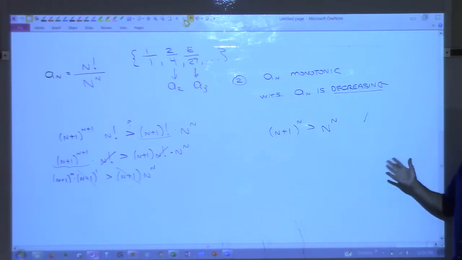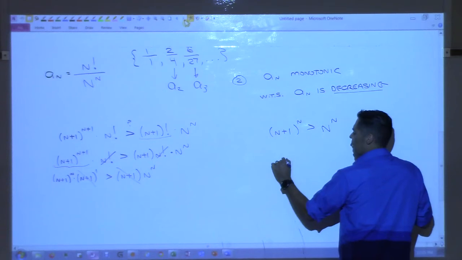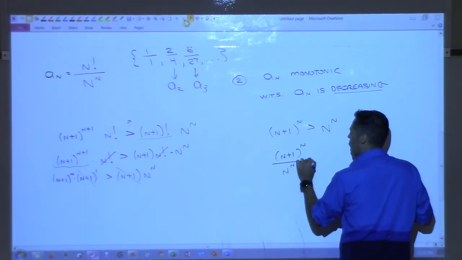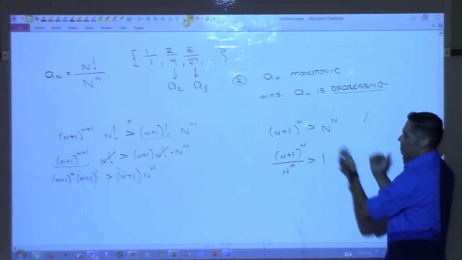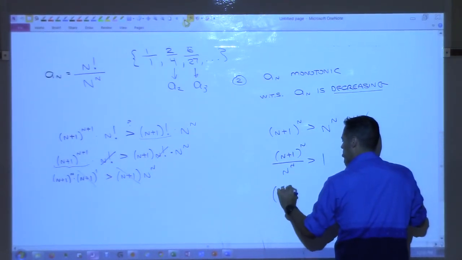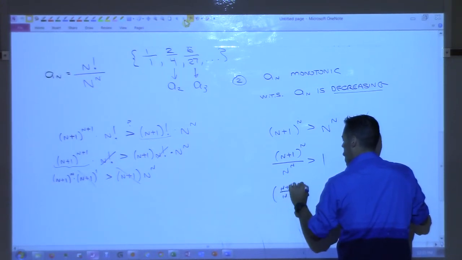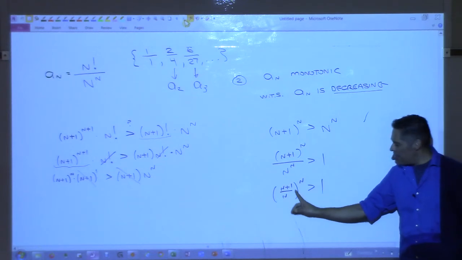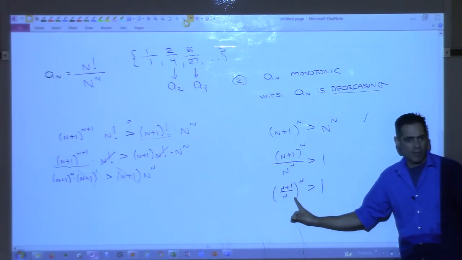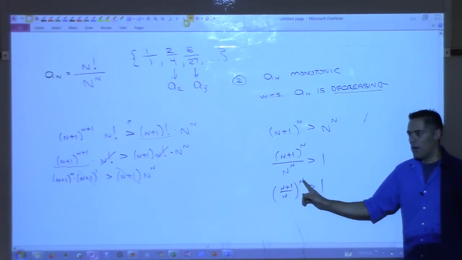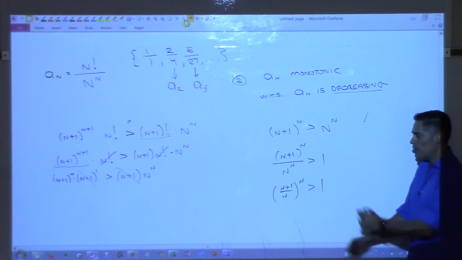But if you want to go a little bit further, here's something else you could do. You could do (n plus 1) to the n over n to the n greater than 1, so dividing both sides by n to the n. And then since these are both raised to the same power, you could put the power on the fraction. And this number right here is bigger than 1, and 1 to the power is going to be bigger than 1, so that's a check.